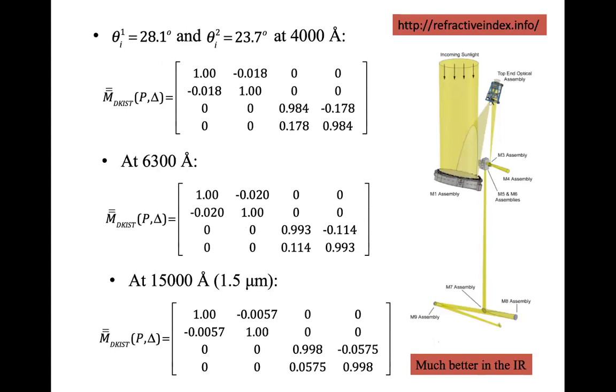And I completed this with the theory that you have here in these presentations. This is for 4,000, 6,300, and 15,000. So you see the Mueller matrix gets better, 0.178 is the Mueller matrix at secondary focus, gets smaller, and it gets smaller as you go to the infrared. We didn't go so much in depth about Mueller matrices, I just said what they do. So maybe you can explain to people why it's so important to have them almost diagonal, right?